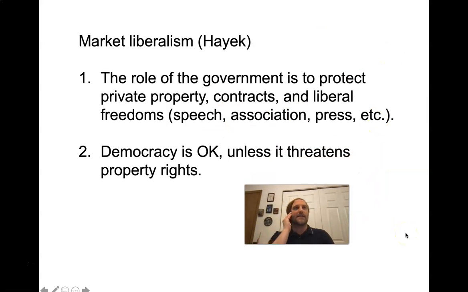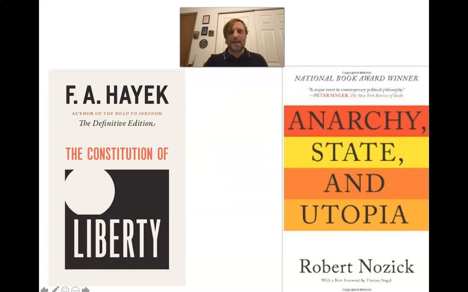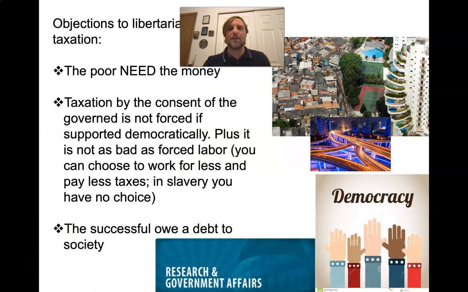Hayek did see a role for government, though, to protect private property, contracts, freedom of speech, that sort of thing. He says democracy is okay unless it threatens property rights. People can vote in a tyrant. People can vote in a dictator. So democracy by itself doesn't necessarily guarantee freedom. Again, a couple key texts of libertarianism: Hayek's The Constitution of Liberty and Nozick's Anarchy, State, and Utopia.